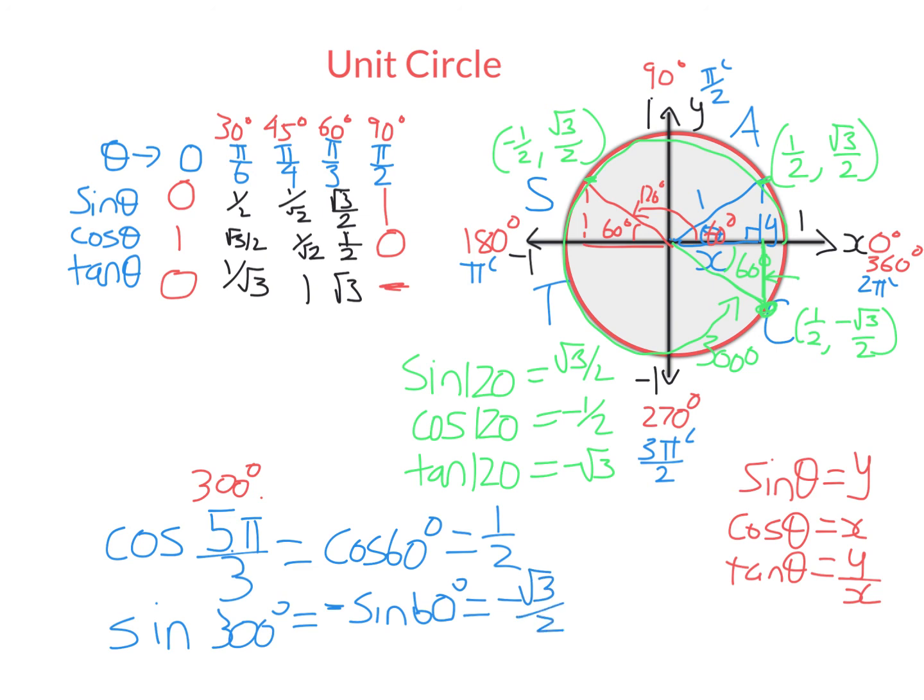So to find any angles of magnitude, what you have to do is find the equivalent triangle, the equivalent angle in the first quadrant, and use your knowledge of exact values.